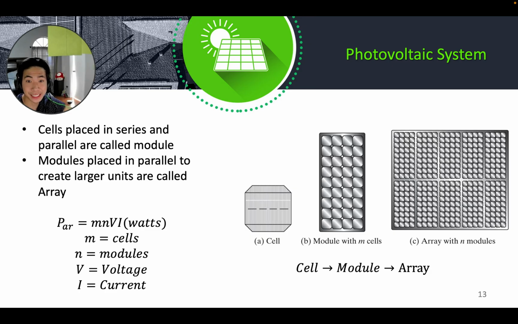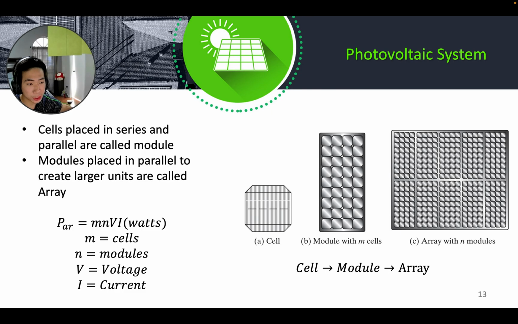Okay, PV systems, what are they? Essentially, they're just PV cells placed in series and parallel to make a larger grid. A PV cell alone doesn't create much power, roughly only 1 or 2 watts, which is roughly a low power calculator. When PV cells are placed in series, this is called a module. This you can see at B, with M being the number of cells. Then when these modules are placed in series or parallel, they create a larger unit called an array.